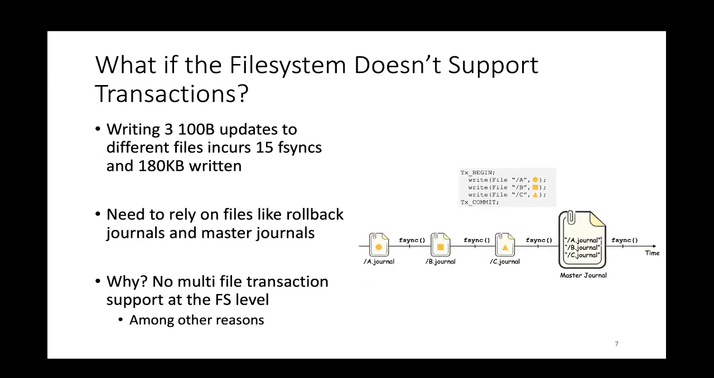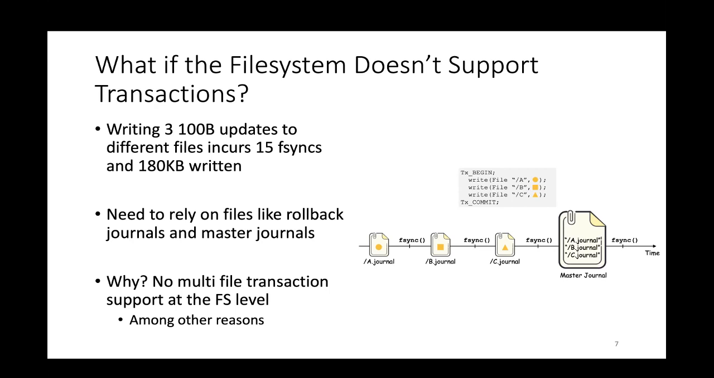So in the example they give in the paper, we have this SQLite transaction that updates 3 files. If we want to write just 3 100-byte updates to the different files, in total, we have 15 fsyncs and 180 kilobytes written just for 3 updates, 300 bytes. The reason is that the file system doesn't support transactions, so we have to rely on these rollback journals and master journals and implement transactions at the application level.